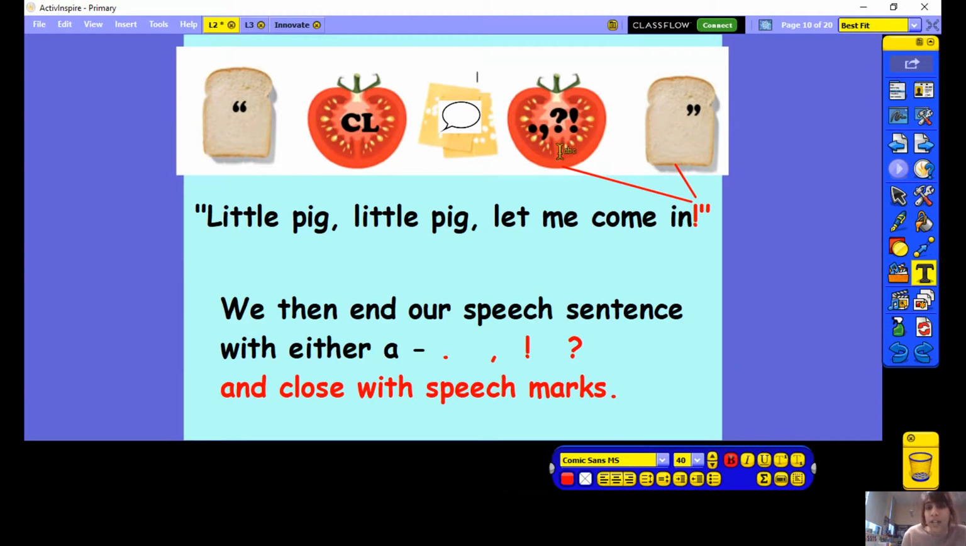Once you have decided which punctuation is best to use, you then sandwich your speech with the last piece of bread and you close it with your speech mark. So highlighted there, I used an exclamation mark because I can imagine the wolf was saying, "Little pig, let me come in," with a lot of feeling, and then I closed the speech with my speech marks.